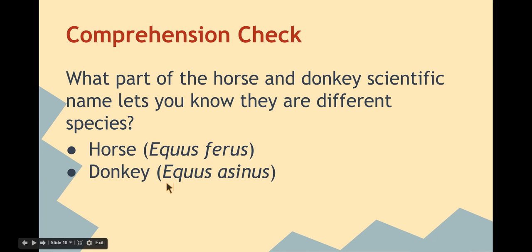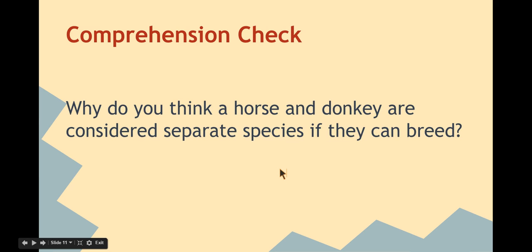Good. Hopefully you guys were able to get that they're both in the genus Equus, but they have separate species. So they are a different species. So why do you think, even though they're classified as separate species, why do you think a horse and a donkey are considered separate species if they can breed?